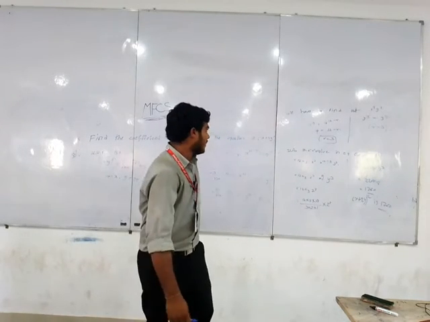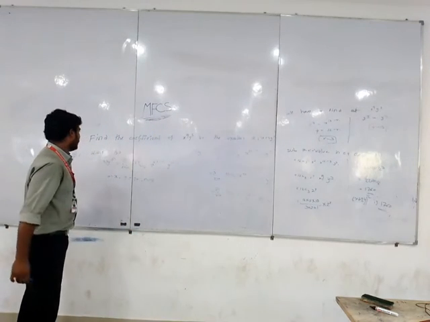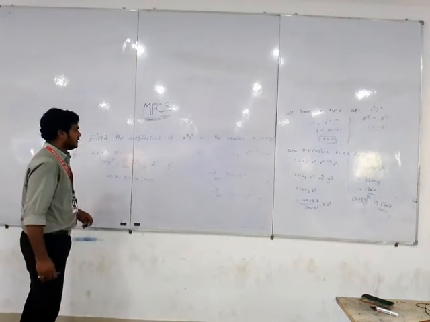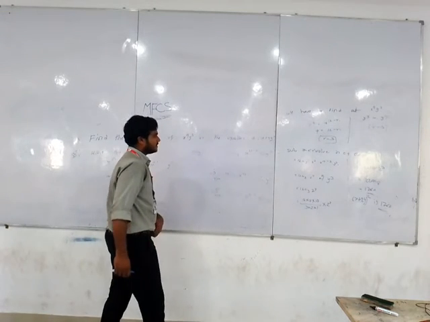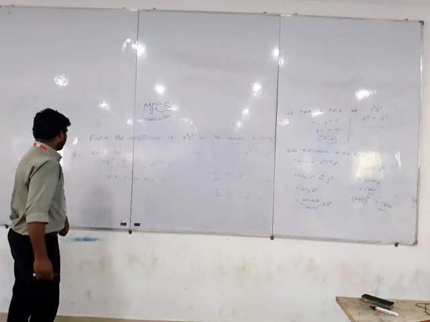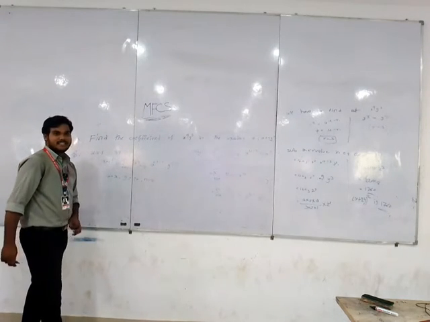Now I will explain Unit 3 MFCS, the binomial theorem. Find the coefficient of x power 9 y power 3 in the expansion of (x plus 2y) whole power 12. And we know the binomial theorem formula. Anyone can say that?